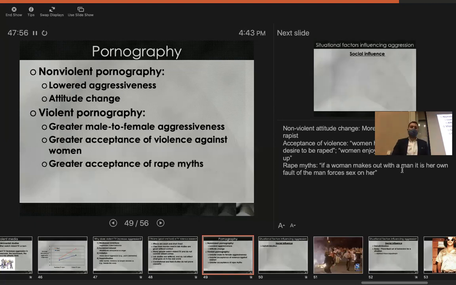They also showed that men exhibited a greater acceptance of certain rape myths. So rape myths would be something like, if a woman makes out with a man, it's her fault if he rapes her. Okay. So men who had just watched violent pornography were more likely to agree with that statement than men who had not watched violent pornography. So viewing violence against women in particular had particularly negative effects, both in terms of behaviors and attitudes that men had towards women.